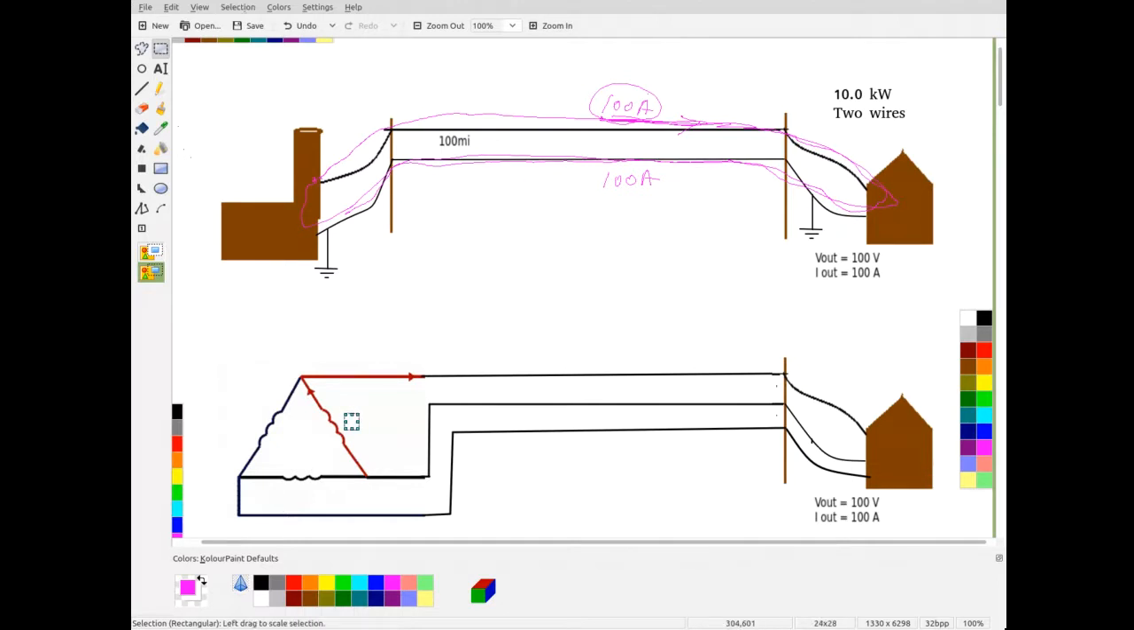But if I'm actually generating electricity in a three-phase system, which is the way that we actually do it, and I'm sending this 100 amps into my house, then it's going to have to come back through one of those wires, or maybe split and come down there. So we get 100 amps coming through there.